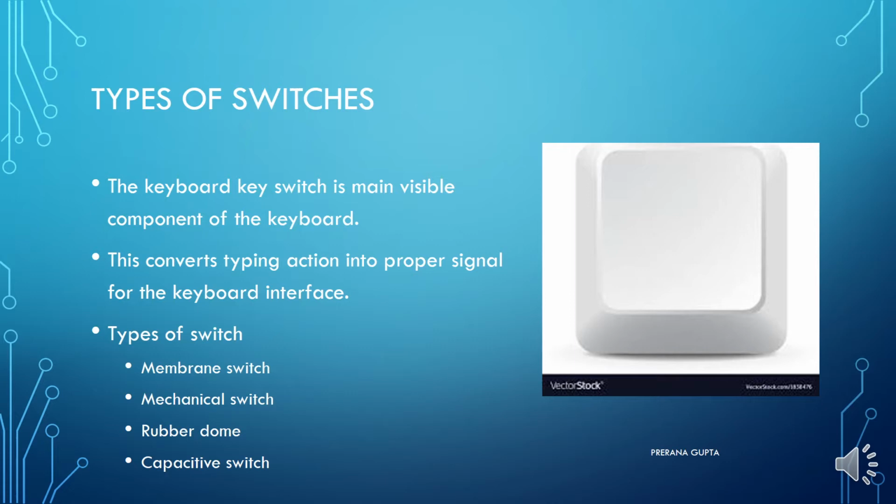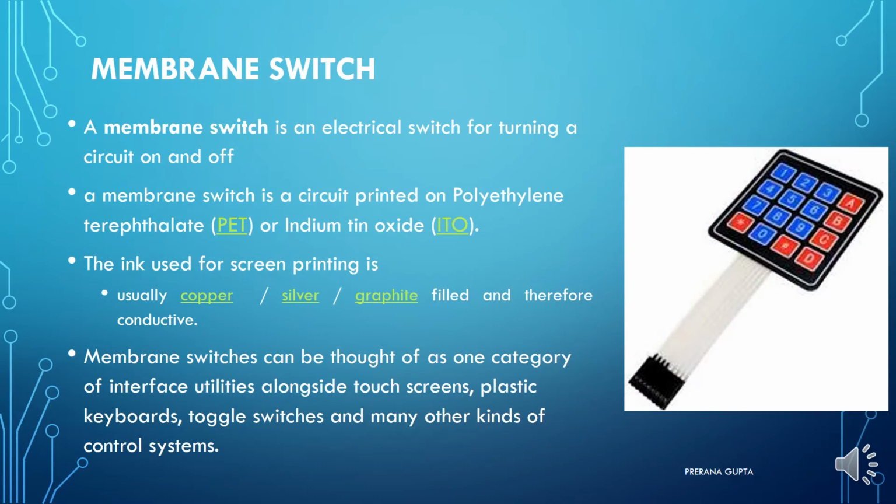The section which we are going to cover is type of switch, means what are the types of switches that are available in the different types of keyboard. So here you can see the picture of a simple key on a keyboard. When we press this, then the typing action will be converted into proper signal for the keyboard interface, and then it will be given to the CPU.